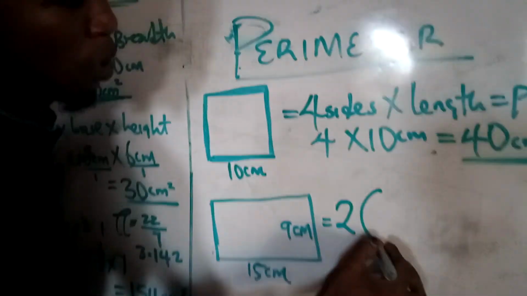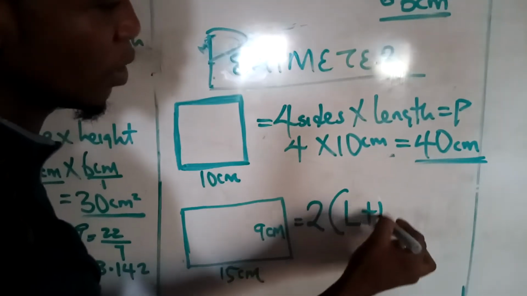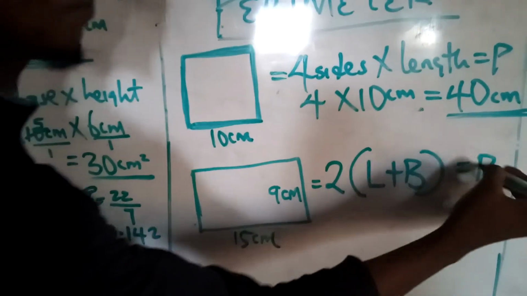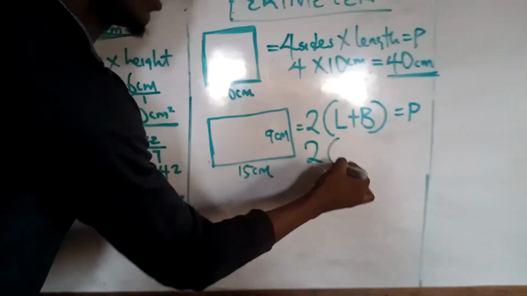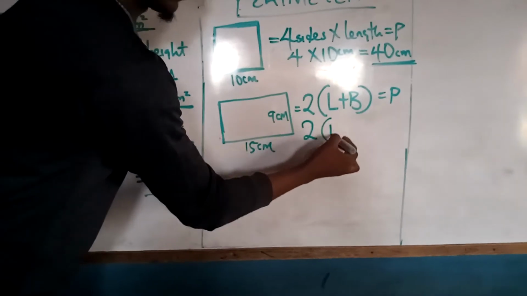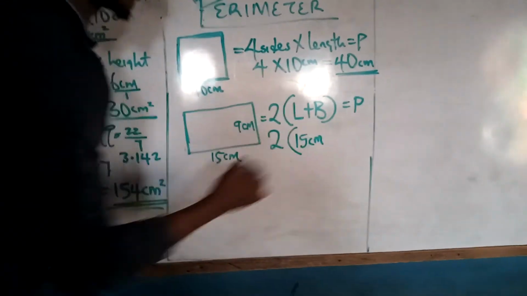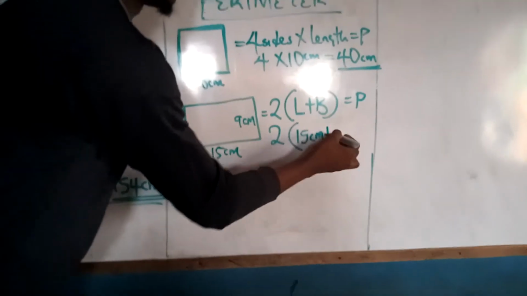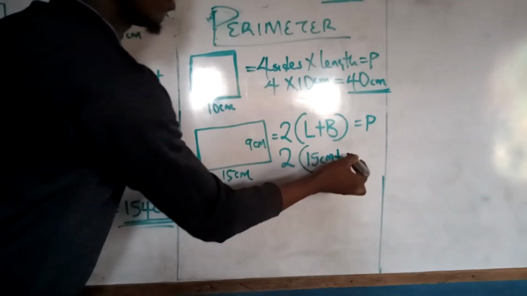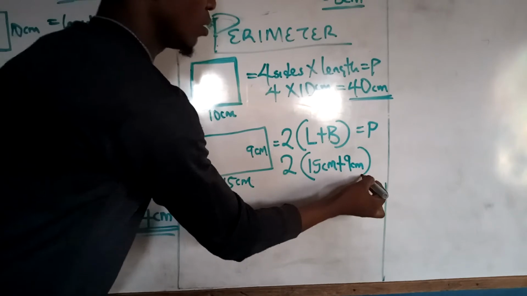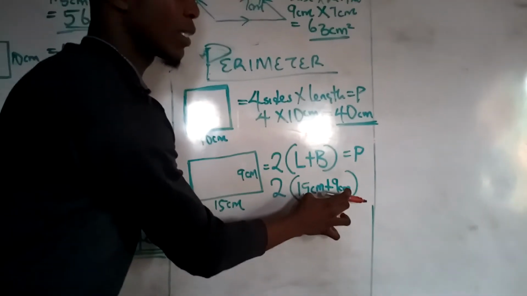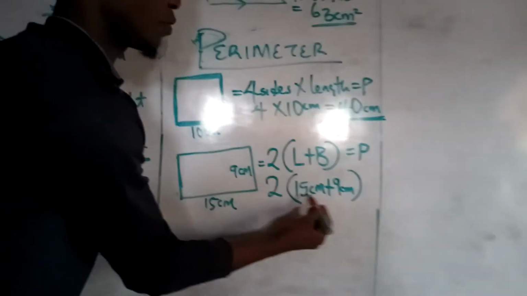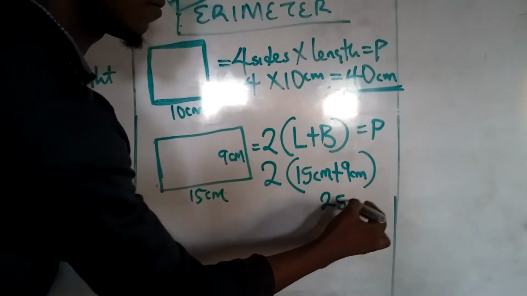Now let's apply that formula. You say 2, open a bracket, length plus breadth is equal to our perimeter. 2 outside, our length is the longest part of the shape, which is 15 centimeters, plus our breadth is the shortest part of the shape, which is 9 centimeters. Then you close the bracket. Remember I said Bodman says solve the bracket first. So say 15 plus 9 will give us 24 centimeters.